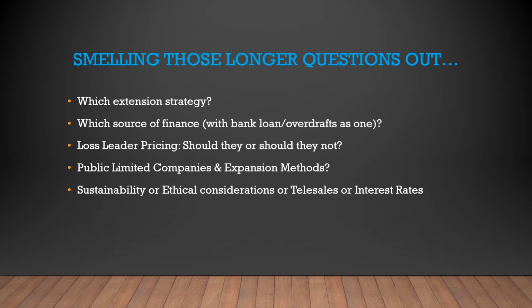The reason being that interest rates is again mentioned in paper 2 as well as in paper 1, and it says that idea of interest rates fluctuating, and that will be important to bank loans and overdrafts. Of course, the only pricing strategy that's explicitly mentioned is loss leader pricing, so you'll want to know the pros and cons there and what it is. Perhaps it could be, should they do it, should they not do it? Public limited companies and expansion methods, again mentioned, want to be on top of that, and the differing expansion methods, knowing franchising, knowing outsourcing, knowing new stores, and of course knowing e-commerce.